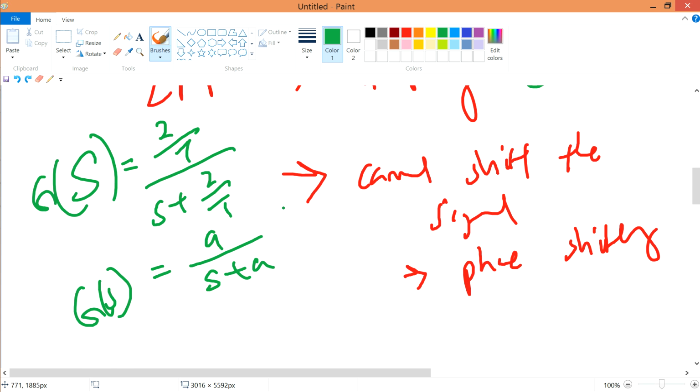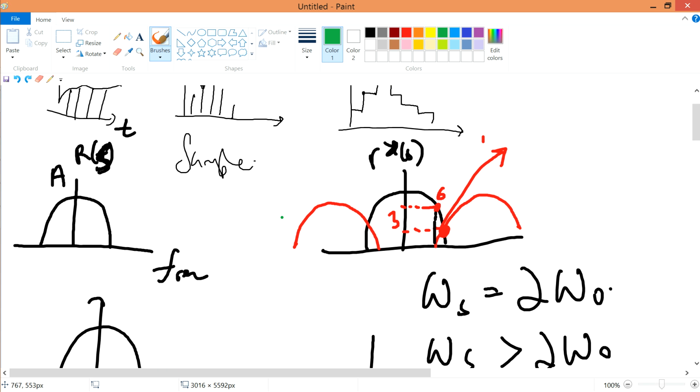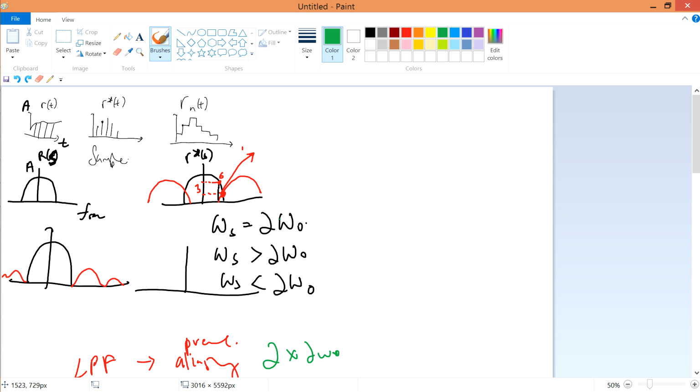These are the little things that I don't know, but at least you have to know how the low pass filter works and things like that. See you in the next video for the 0th order hold.